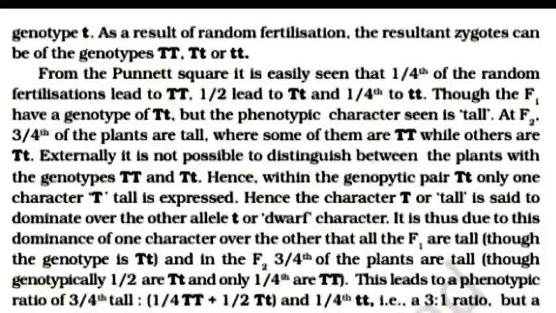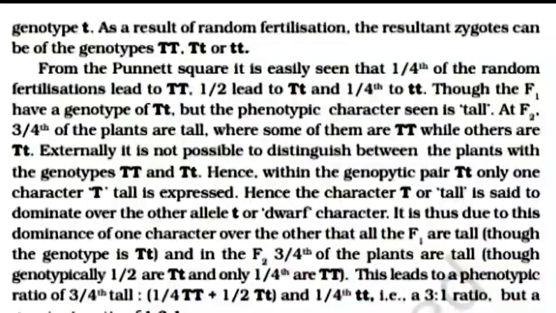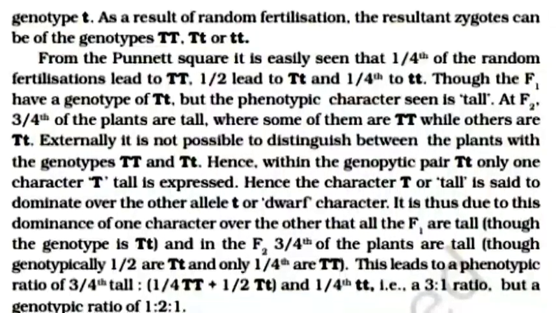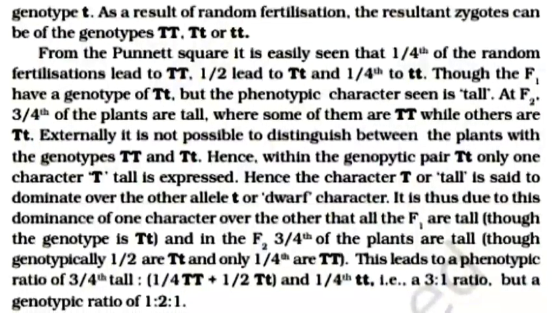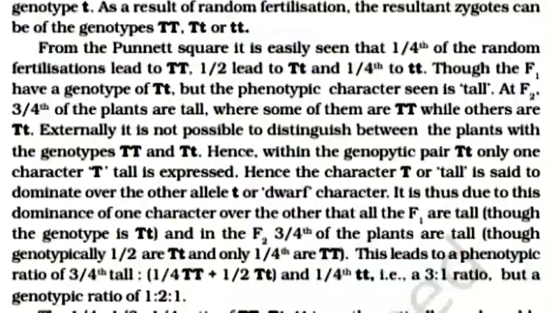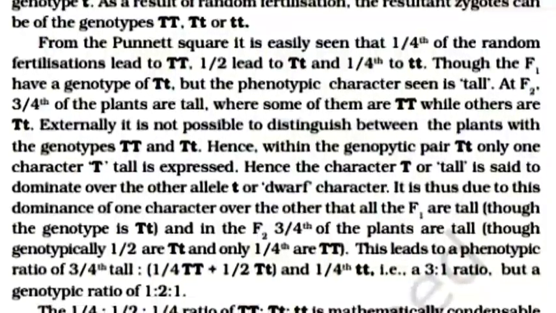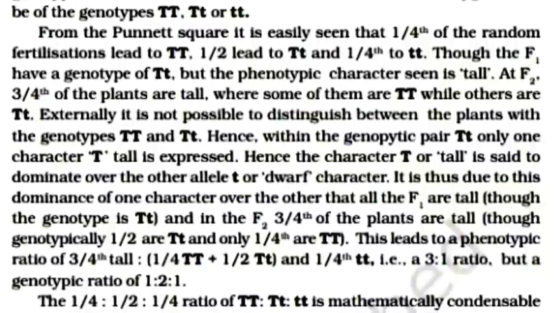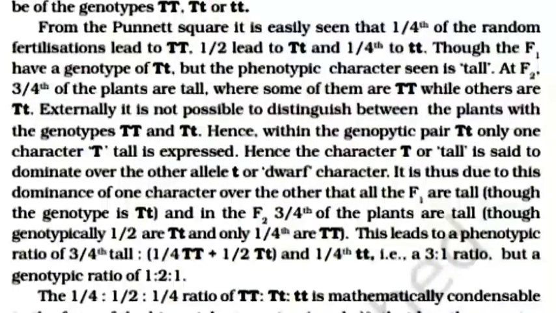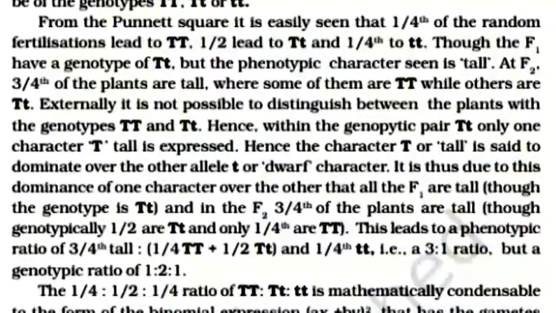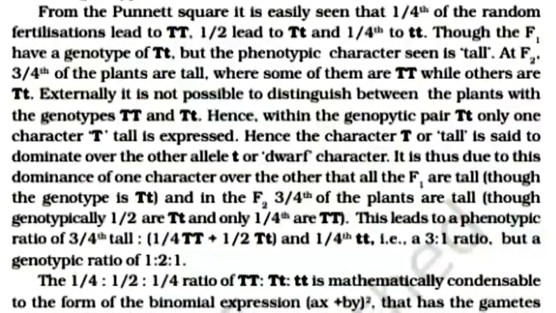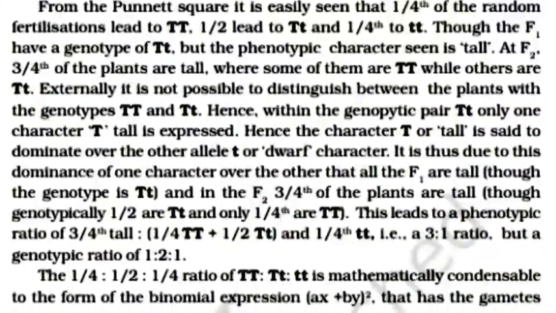From the Punnett square, it is easily seen that one-fourth of the random fertilizations lead to capital T, half lead to capital T small t, and one-fourth to small t. Though the F1 have a genotype of capital T small t, the phenotype seen is tall. At F2, three-fourths of the plants are tall, where some of them are capital T, while others are capital T small t.